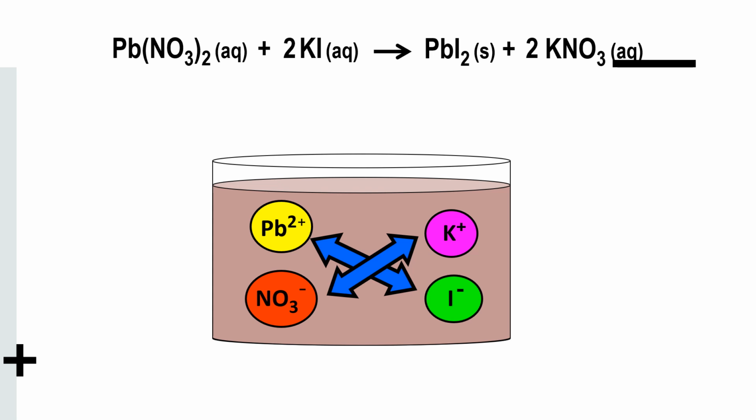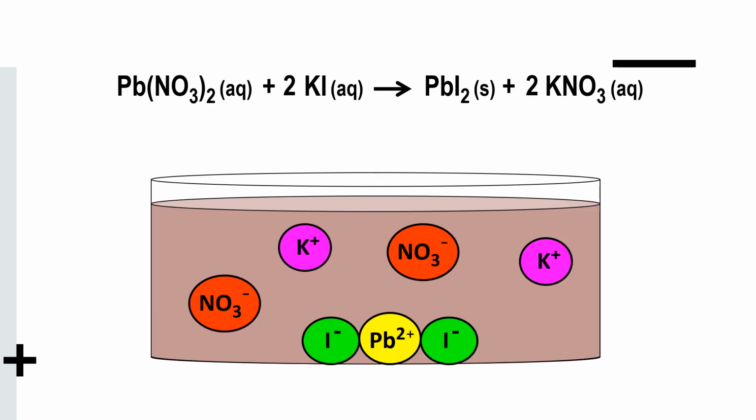And here is our solution with our new compounds, with our new products. This is what the final solution looks like, with the lead iodide at the bottom of the solution and with potassium and nitrate dissolved and floating inside the solution. Remember that the yellow solid that precipitates out of the solution is the lead iodide.